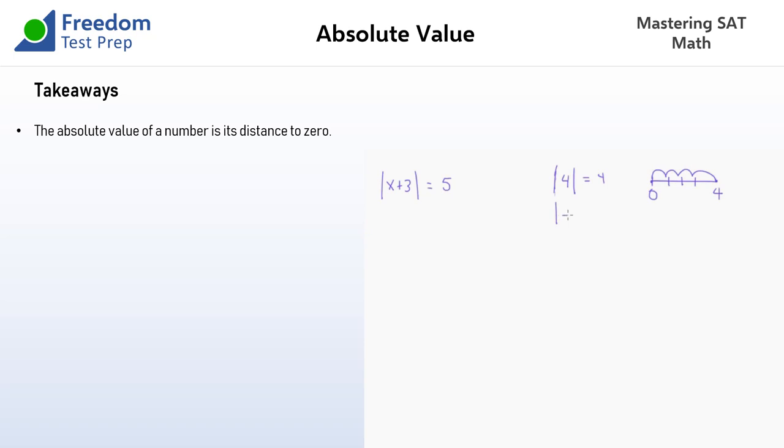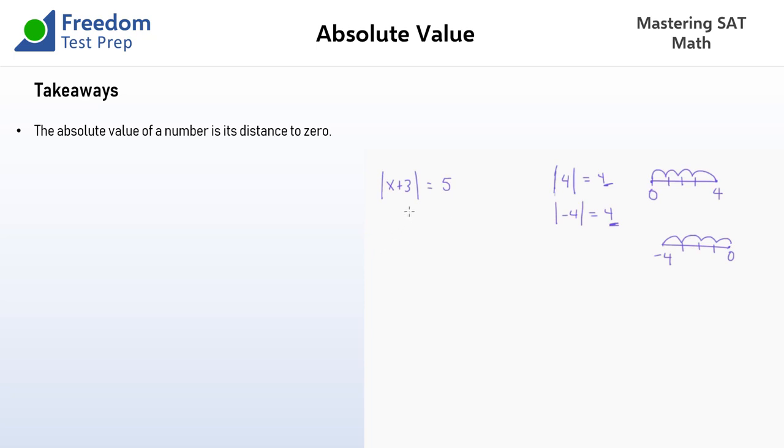If we have negative 4, we have a similar situation. We'll put the 0 over here. We have negative 4. It's still the distance to 0, which is 1, 2, 3, 4. So whether you have a negative or a positive in the absolute value bars, the answer is still positive 4. Okay, so those are the basics. But now let's go to a problem.